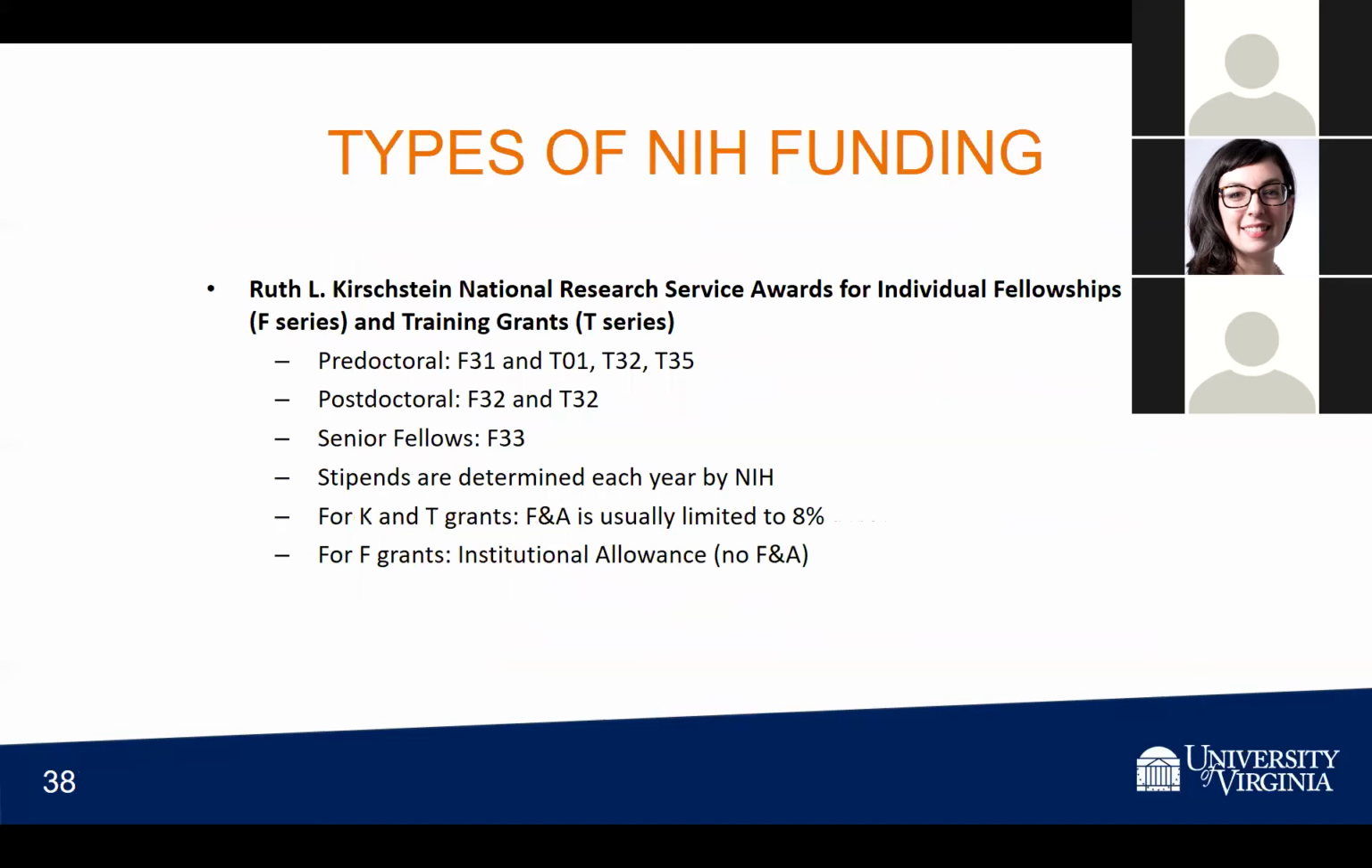So the fellowship and training grants, you can see here just sort of the different mechanisms for predoctoral, postdoctoral, senior fellows. Stipends are determined by NIH annually. For K and T awards, there could be some F&A limits of 8%. For F grants, there's institutional allowance.